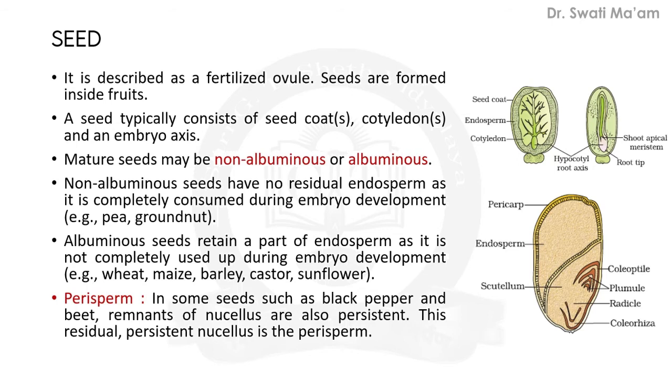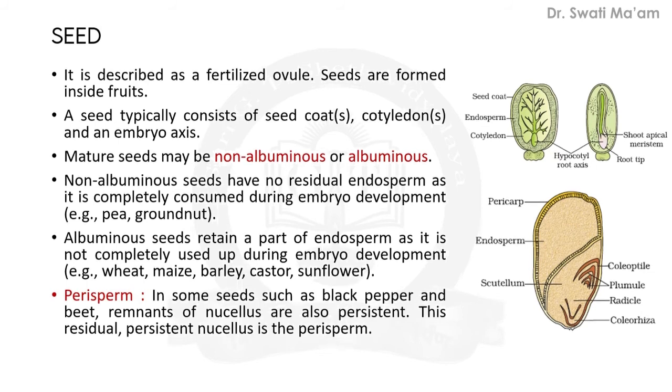Let us know another term. It is given: perisperm. What do you mean by perisperm? Many exceptions are always there in the living world, so this is one of the exceptional examples. In some seeds such as black pepper, which we call kali mirch, and beet, the remnants of nucellus are also persistent. So this residual persistent nucellus is known as perisperm. This is an important term to be remembered.